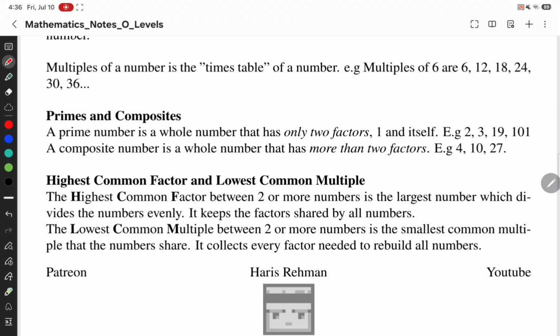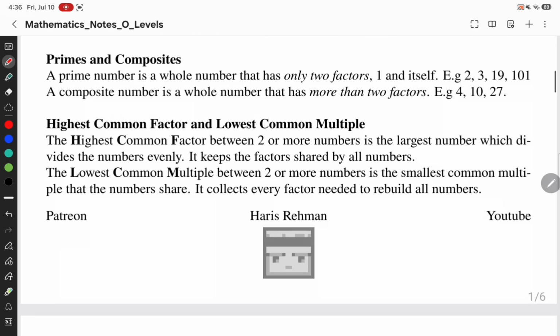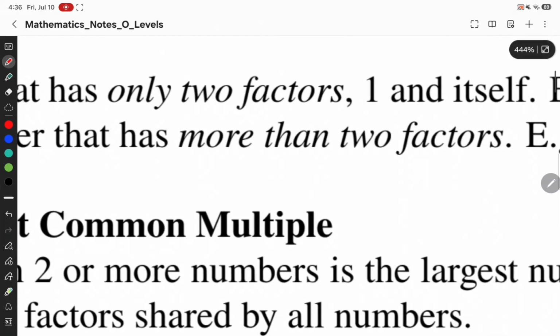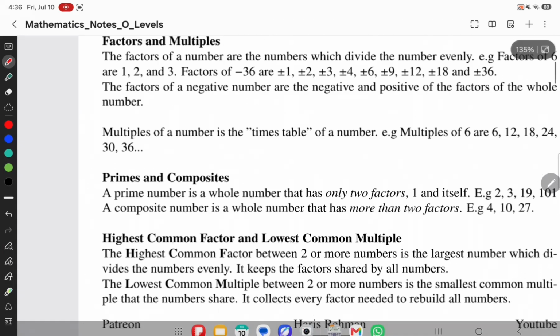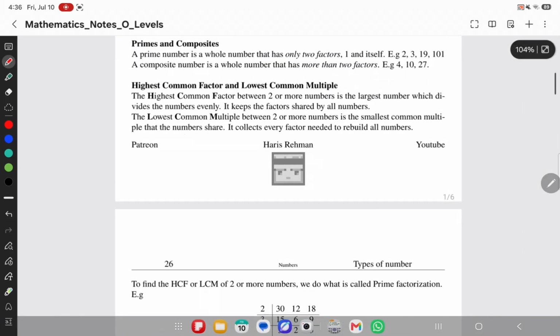A composite number is a whole number that has more than 2 factors. Example: 4, 10, 27, 100, 1000, and so on. You guys know what a composite is now. It is not a prime. If it's not a prime, then it's a composite. If it's not a composite, it's a prime.